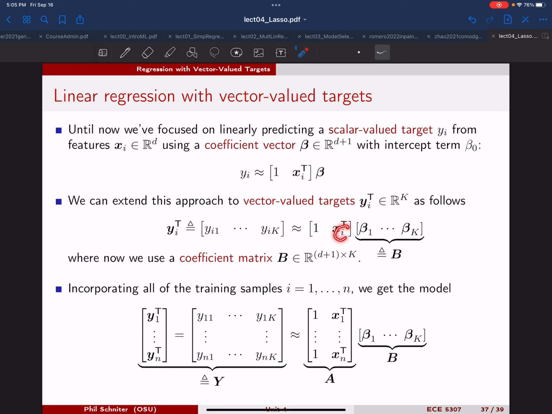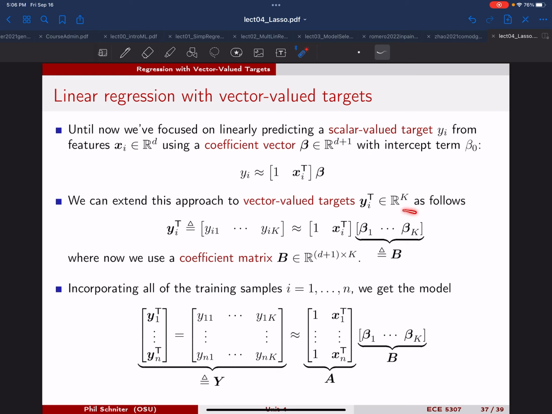If this is sample i in our training set, this is again sample i. So we have many such samples. We have n such samples. So what we do is we stack these row vectors on top of each other, and then we, of course, stack our features on top of each other. We end up getting a matrix of targets, a matrix of features, and a matrix of prediction coefficients. So we took our previous model and we just expanded it from vector to matrix.